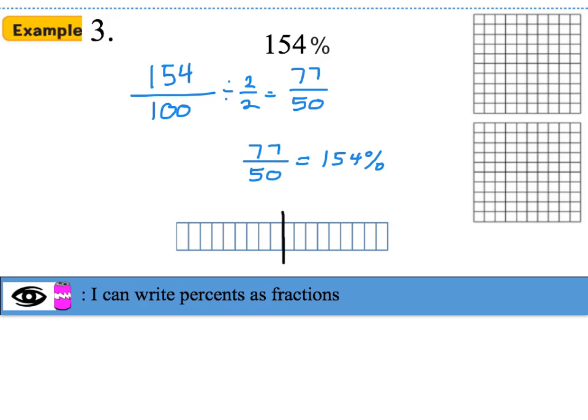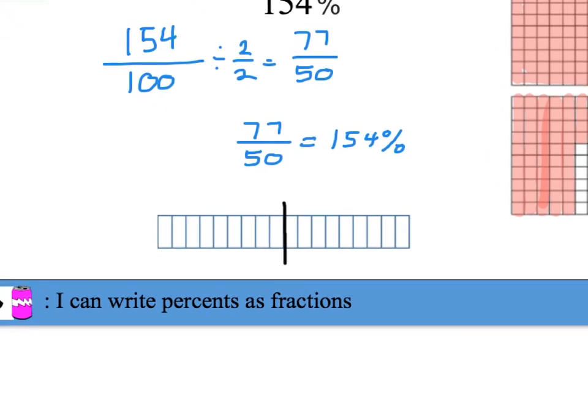Now let's look at the diagram. The reason why I have two 10 by 10 grids is because I am over 100%. So I'm going to color one whole grid because that shows 100%, but I need 54% more. So I'm going to use the second 10 by 10 grid to show that. Here's 110%, here's 120%, 130%, 140%, 150%, and this is what 154% looks like.